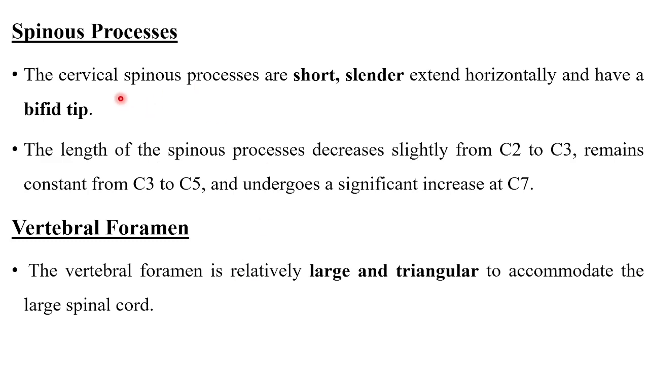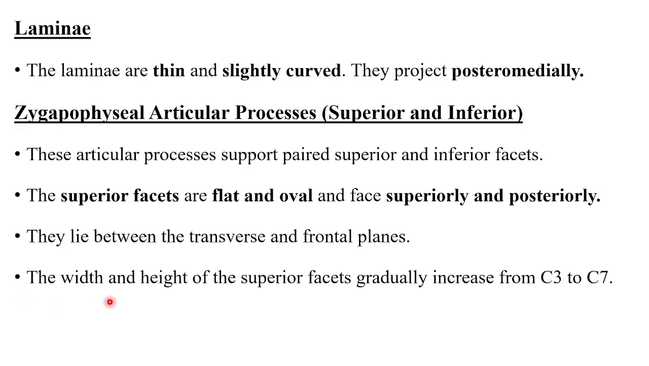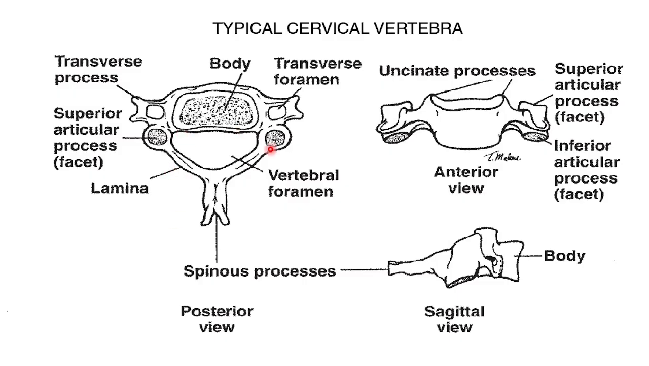And coming to the spinous process, the cervical spinous processes are short, slender, extend horizontally, and have a bifid tip. The length of the spinous process decreases slightly from C2 to C3, remains constant from C3 to C5, and undergoes a significant increase at C7. The vertebral foramen is relatively large and triangular to accommodate the large spinal cord. In this diagram, you can see the vertebral foramen is large and almost triangular in shape.